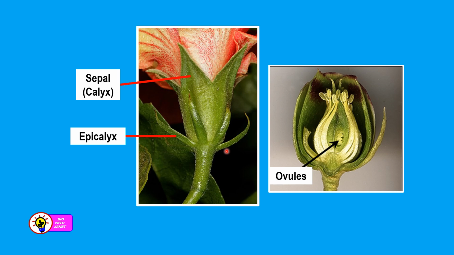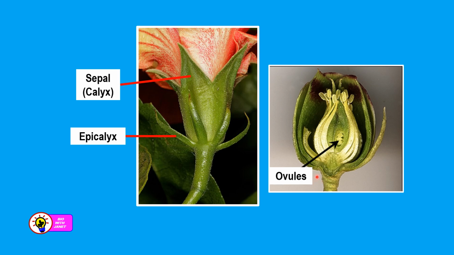This diagram shows you the base or the bottom part of the hibiscus flower, and here you can see 2 layers of tissues. The outer layer is the epicalyx, all right. Epi means outside, so the outer layer, and the inner layer are the true sepals, all right, the real sepals. So the whole structure here is called the calyx. Okay, it's made up of a few sepals.